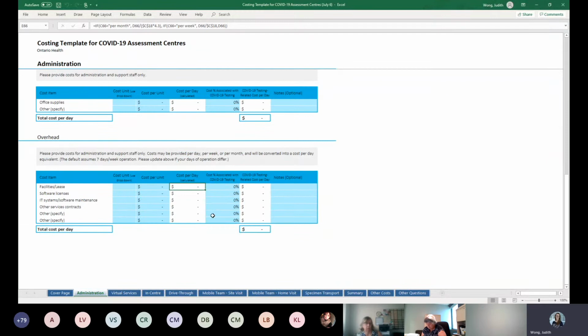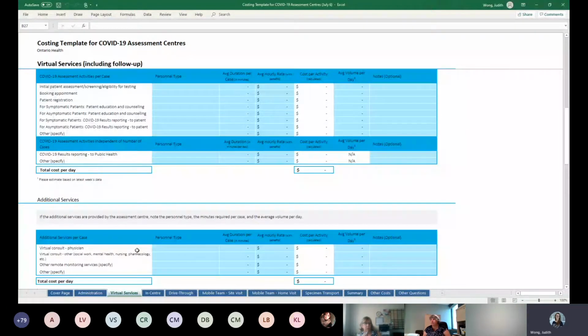And then the percent associated with COVID-19 testing. So you may have a space that is shared or other costs that are shared. So we just want throughout this template to try to isolate as best as possible just the costs associated with the COVID-19 testing.